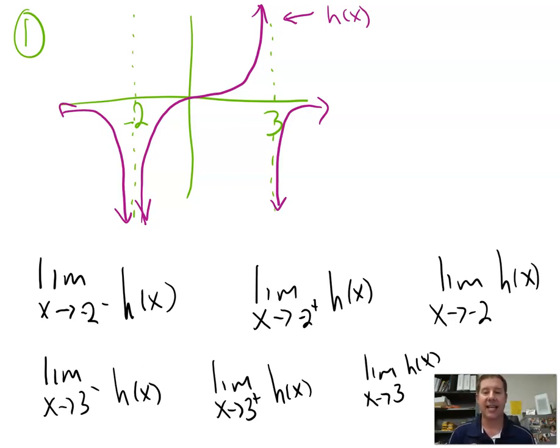We're going to look at the limit as x approaches -2 from the left-hand side. Okay, so we're kind of looking at this piece right here. The limit as x approaches -2 from the left-hand side, again, I could say that does not exist.